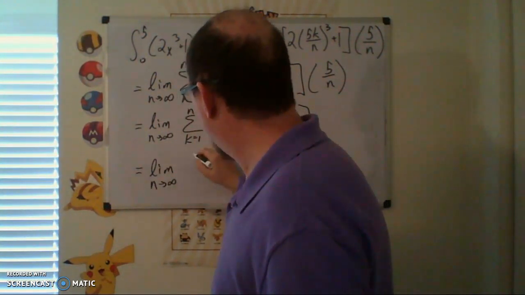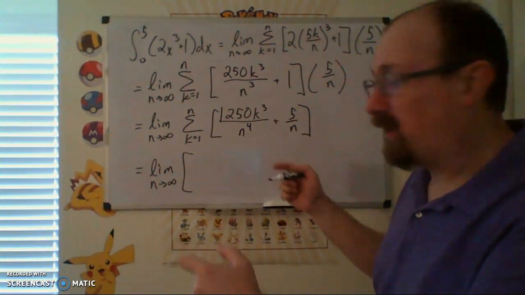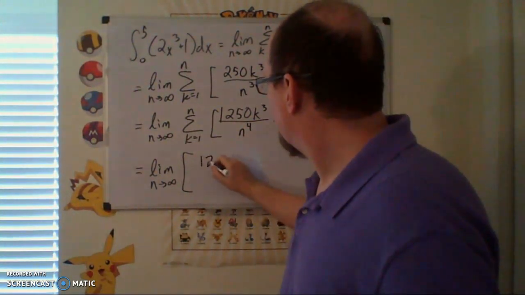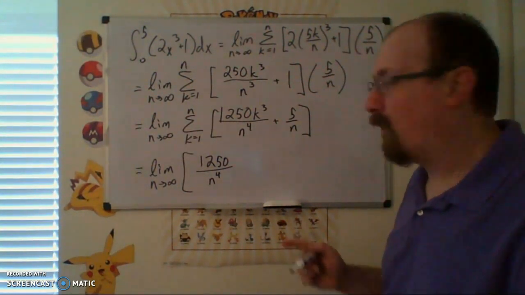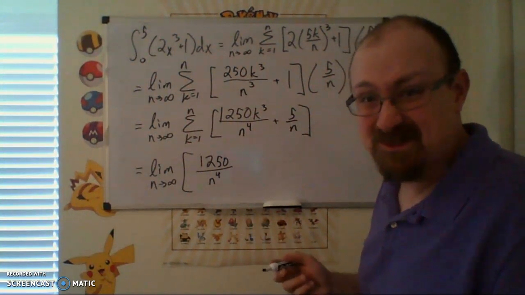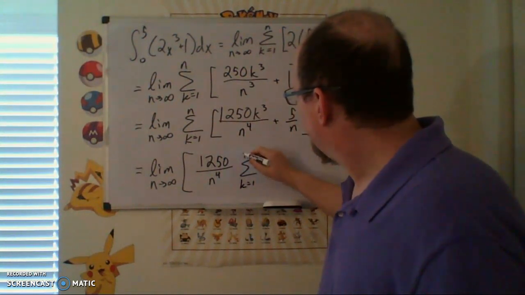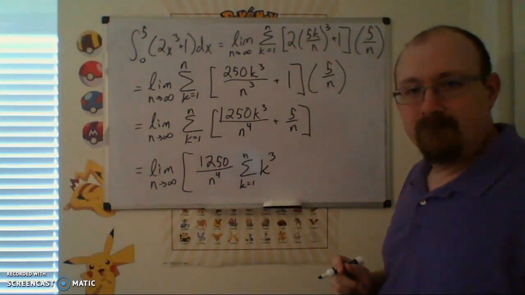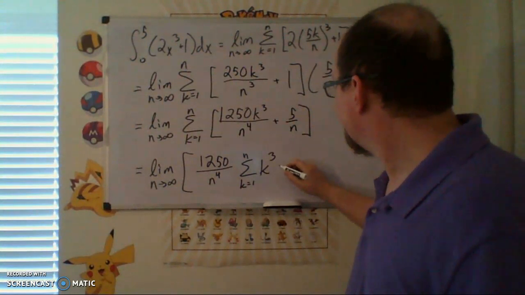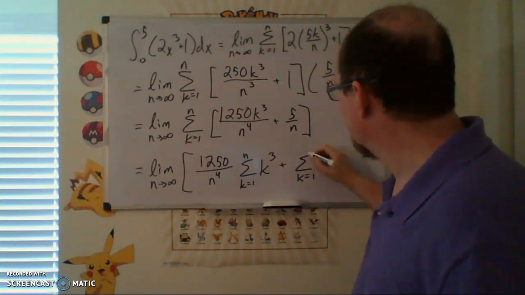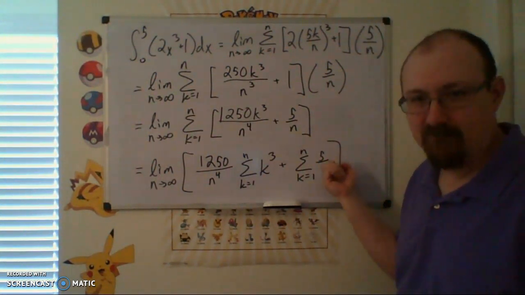Now, I don't want to skip too many steps at this stage. So what I'm going to do here is actually break apart the sums. I can pull out this 1250 over n to the 4th, because it's a constant as far as the index of the sum is concerned. So long as it doesn't have a k on it, I can pull it out front. So I have 1250 over n to the 4th times the sum of k cubed as we let k go from 1 to n. And then same old linearity stuff we've been doing all semester. We have a sum of a whole bunch of 5 over n's in the back.